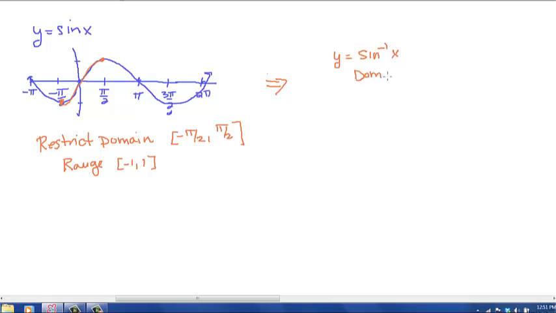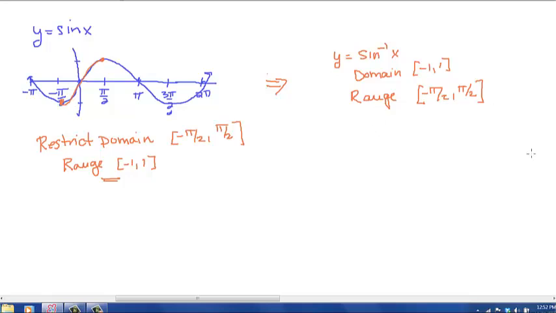let's think about what the domain and range of the inverse function is. The domain will be the range of what we're using for sine x. So that's from negative 1 to 1. And the range will be from negative pi over 2 to pi over 2. So the values, the y's, can only be between negative pi over 2 and pi over 2. The x values will be in between negative 1 and 1.